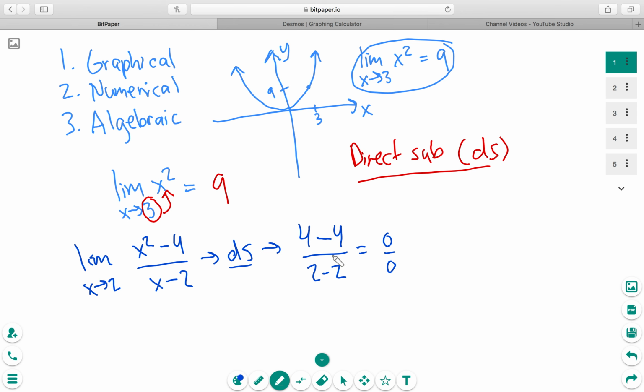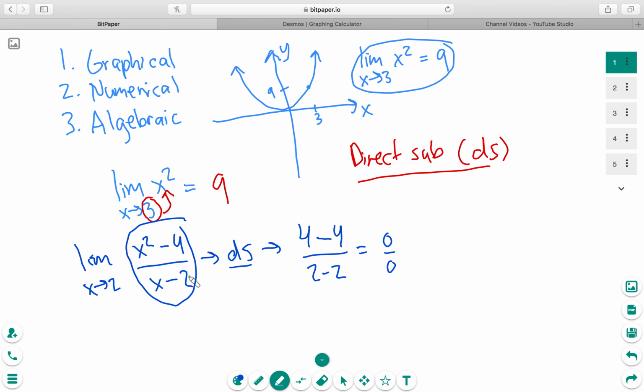So what do we do? Direct substitution didn't work, because in the previous example we got a nice number. So what do we do here? Well, the thing with the algebraic method is possibly we can look at this and do something to manipulate this expression, and maybe we can cancel some things out, maybe we can make it a little bit more clear.